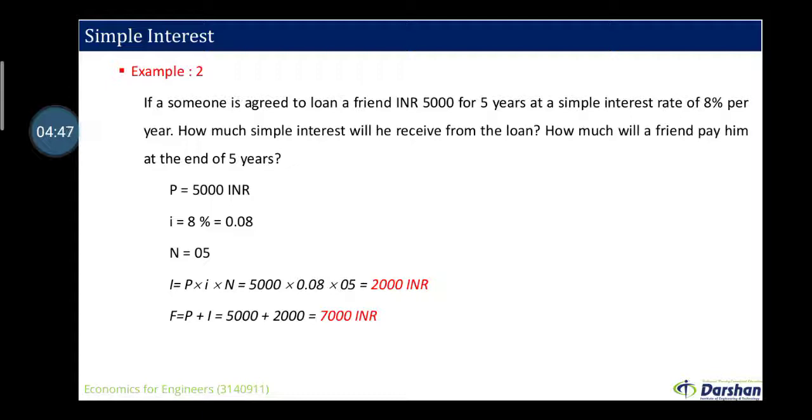So 5000 multiplied by 8 divided by 100, so 0.08 multiplied by 5.